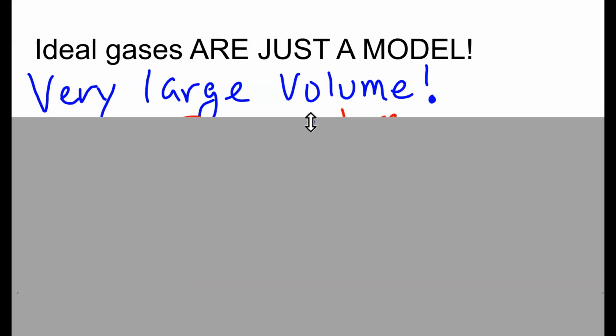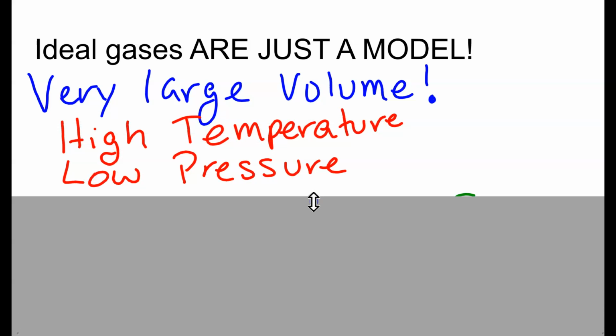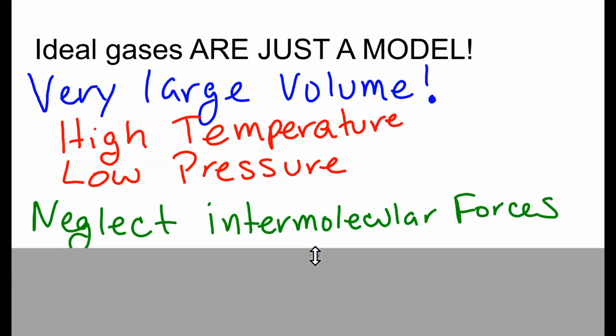And in this model, we say that they have a very large volume. Now, why do they have a very large volume? The particles are very, very spread apart. And so this would occur under conditions of high temperature and low pressure. So think about this, a large volume would occur when the temperature is very high and when the pressure is very low. So real gases act most like ideal gases when they are under conditions of high temperature and low pressure. And that is because we are neglecting the intermolecular forces.